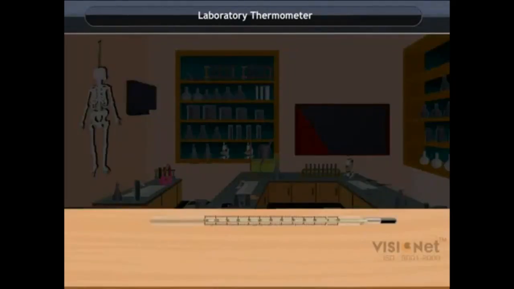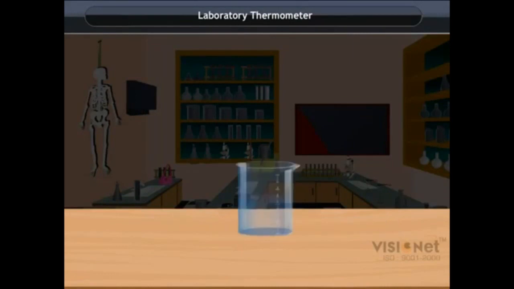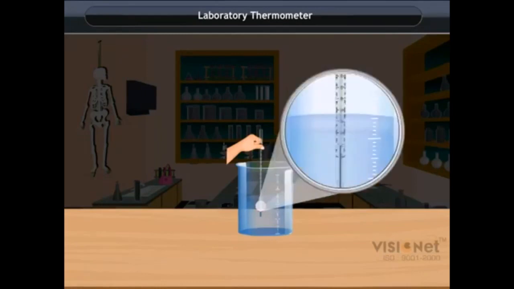Laboratory thermometer. Take a glass full of water. Now dip a laboratory thermometer in the glass such that it does not touch the walls or the bottom of the glass. You will see that the mercury line rises up for some time but then stops at one point. Note this point. It indicates temperature of water.